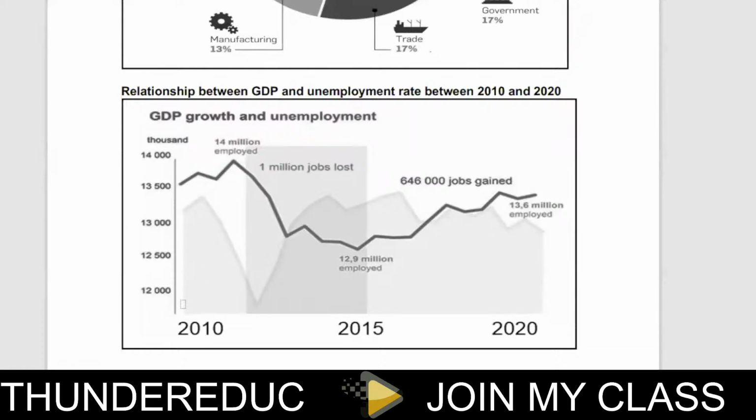So this one is analyzing. You can see that this shows the GDP growth and unemployment 2020. You see how many people were unemployed, how many people were employed. 1 million people lost jobs in 2015. You understand? Now, this one is trying to analyze how the flow was in relation to the GDP.